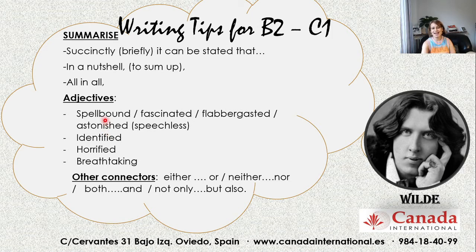So for example, I like the adjective spellbound. Spellbound means fascinated. And for example, flabbergasted and astonished mean speechless. I was flabbergasted, like I was speechless. I was so astonished. For example, horrified, breathtaking. You have to use a lot of adjectives. Don't forget that. Other connectors: either...or, neither...nor, both, and not only...but also. Don't forget to use connectors.